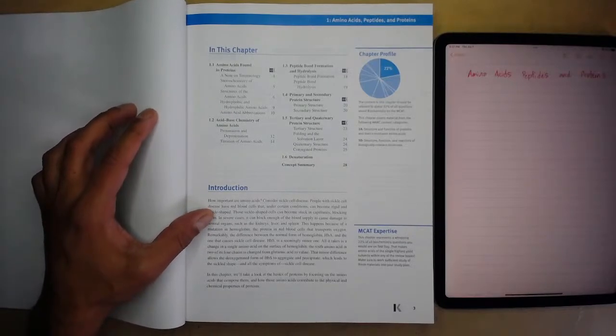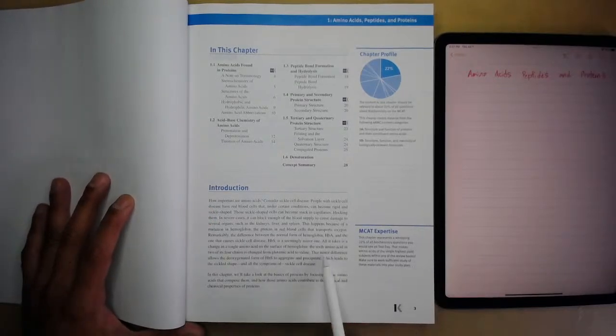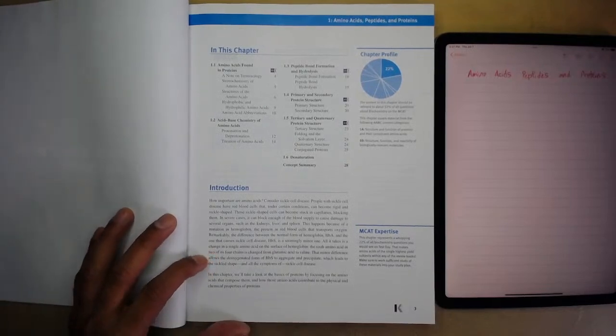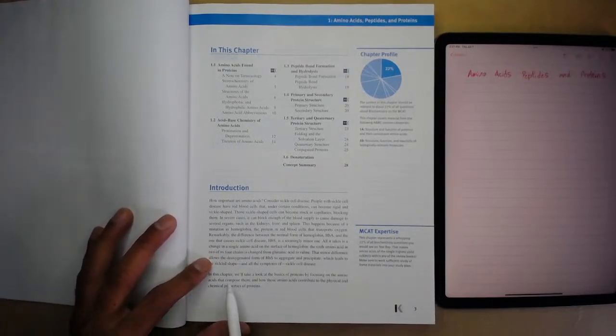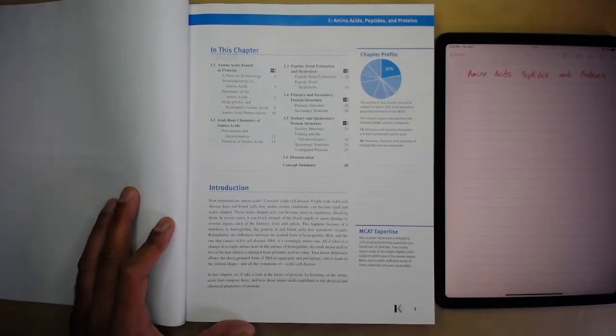Remarkably, the difference between the normal form of hemoglobin, HbA, and the one that causes sickle cell disease, HbS, is a seemingly minor one. All it takes is a change in a single amino acid on the surface of hemoglobin. The sixth amino acid in two of its four chains is changed from glutamic acid to valine. This minor difference allows the deoxygenated form of HbS to aggregate and precipitate, and leads to the sickle shape and all of the symptoms of sickle cell disease. In this chapter, we'll take a look at the basics of proteins by focusing on the amino acids that compose them and how those amino acids contribute to the physical and chemical properties of proteins.